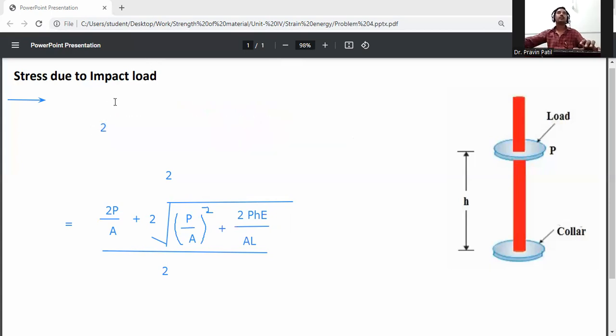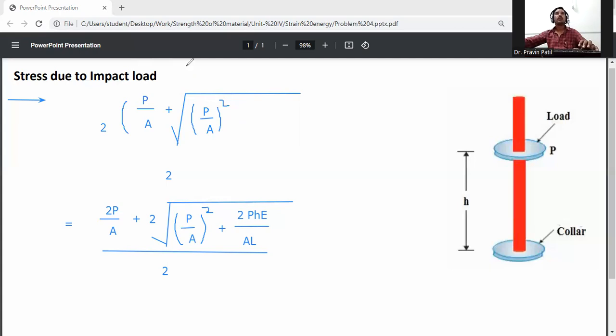2 in bracket, P by A plus root of, in bracket, (P by A) square.